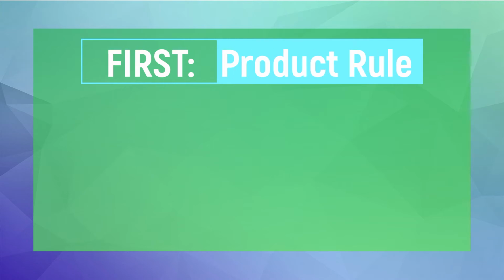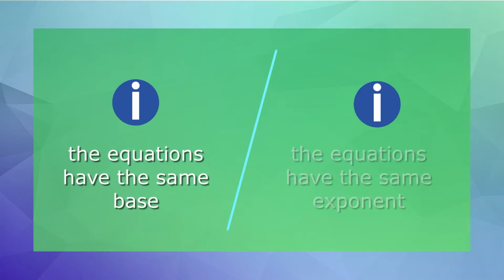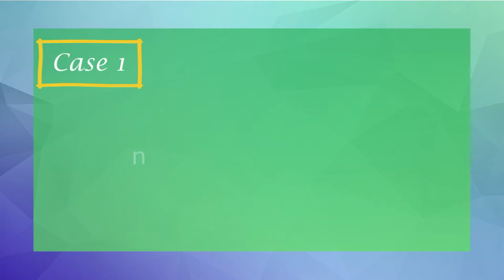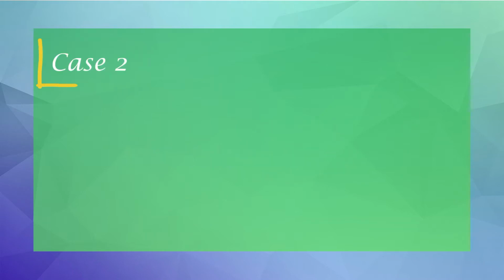Before we further discuss and solve these equations, let us know first the basic rules on exponents. The product rule. The product rule has two cases. First is when the equations have the same base, and the second one is when the equations have the same exponent. Case number 1. For any number n to the power of x multiplied by n to the power of y, we just simply copy the base n and add their exponents, which results in n to the power of x plus y.